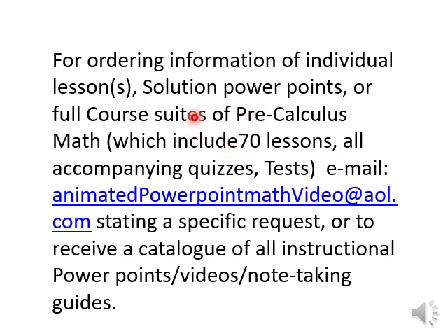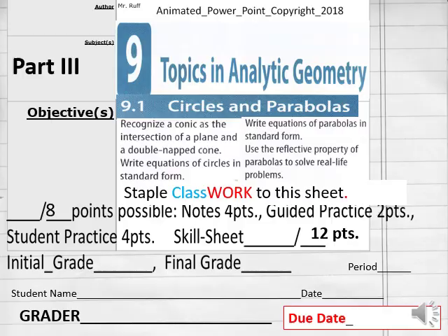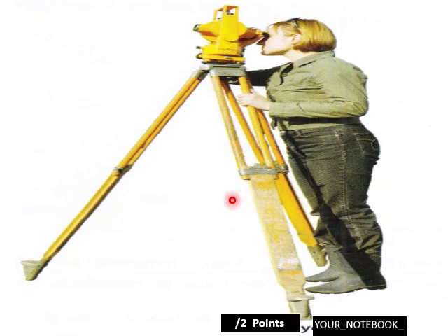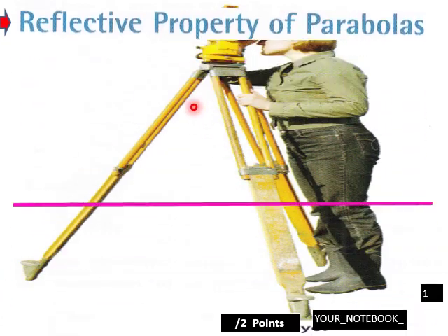Hello everybody, getting ready to do lesson 9.1 part 3 of pre-calculus math today. In today's lesson, 9.1 part 3 has 8 points on your notebook guide, and then 12 points will go into your classwork sheet. Students have those out. Name, date, period. If you're an onliner or a homeschooler, put your due date here. And then let's just jump right into it here.